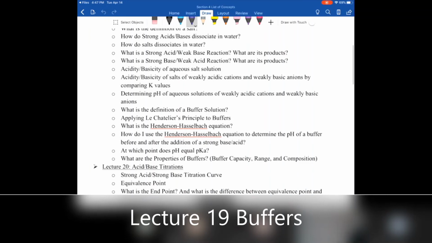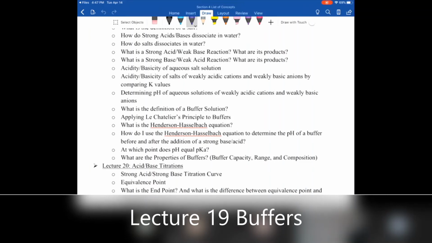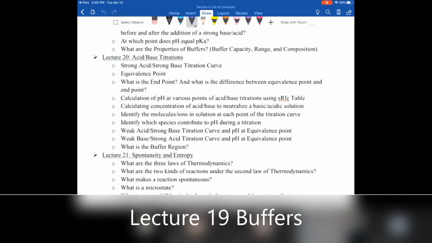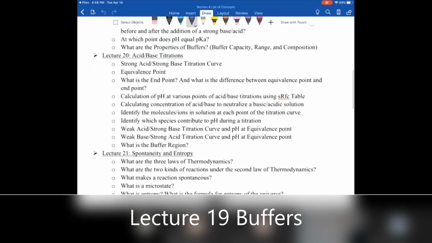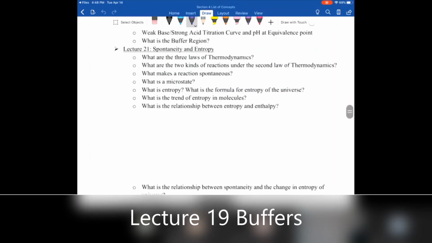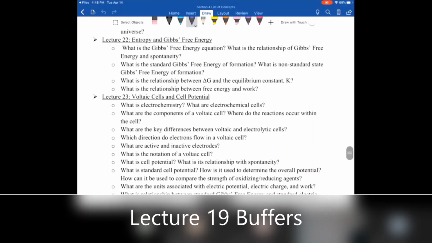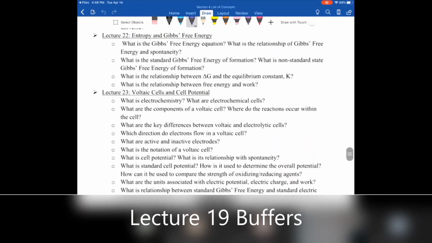For this section, it's not as together, I guess you could say, as section 3. In section 3, everything built upon itself. But for this one, after you guys finish the titrations, it's kind of just going to drift off into entropy and stuff like that. Similar stuff to what you've done before, but a little more in depth.